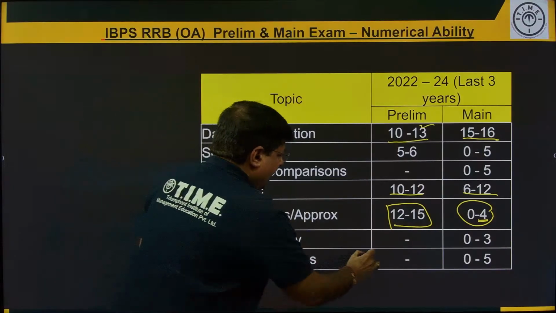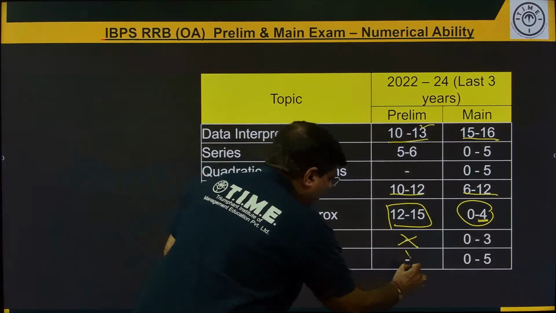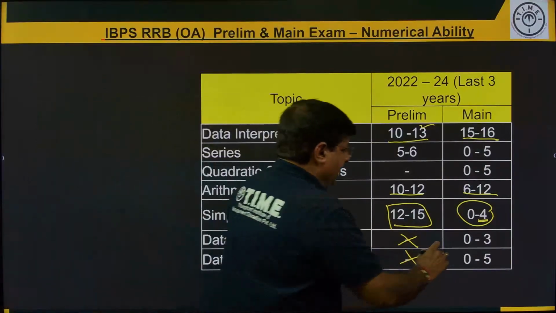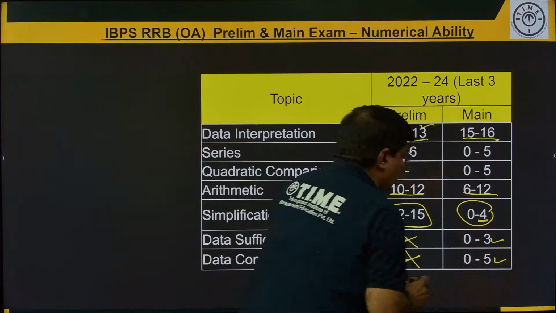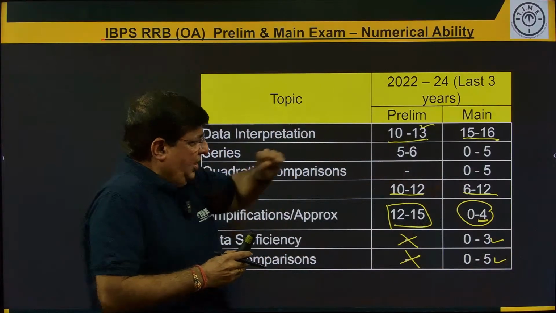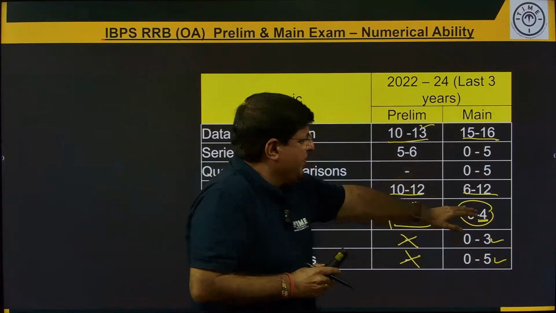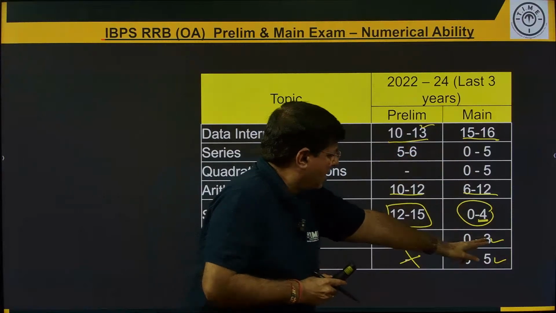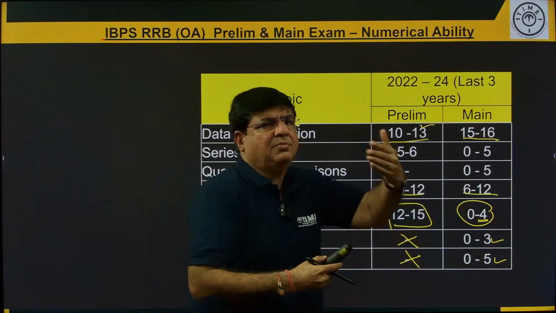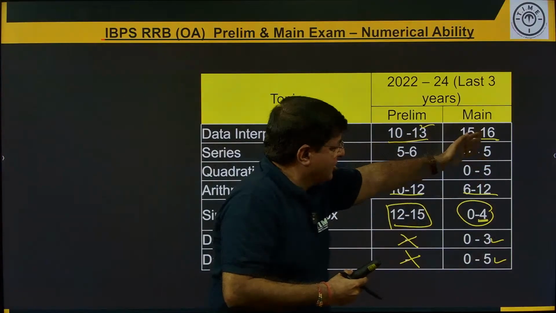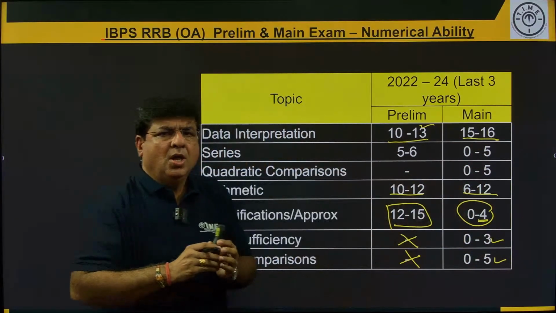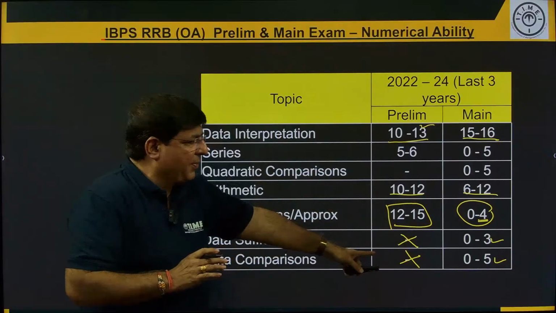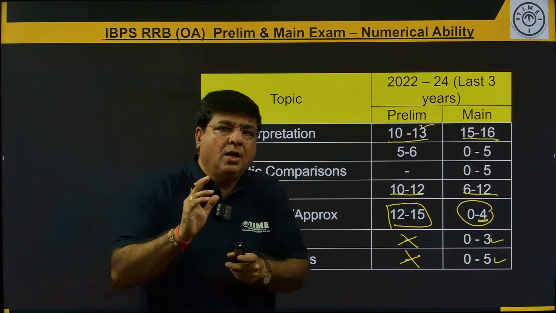Data sufficiency, data comparison, obviously you can see they are not being asked in the prelim exam, but they are asked in the main exams, 0 to 3 and 0 to 5. This range means if in some slots there are 0 questions in series, there may be 3 questions from data sufficiency. In some slots, if data sufficiency is less, you may get data comparison. So basically what I mean to say is that there is no chance that you should be skipping any topic in your preparation.